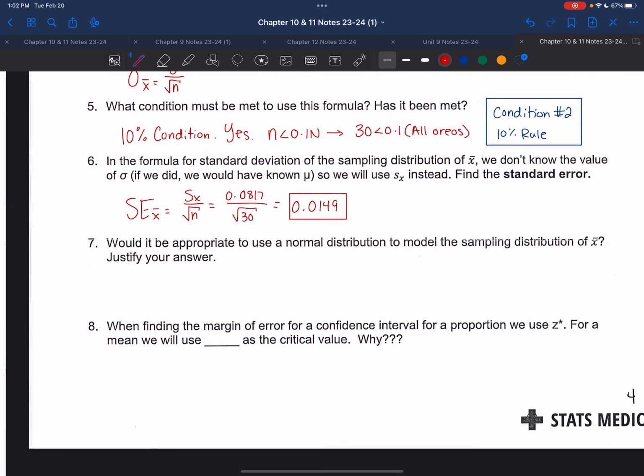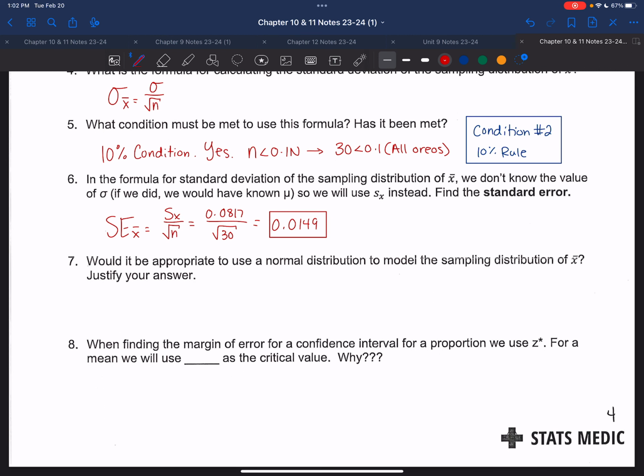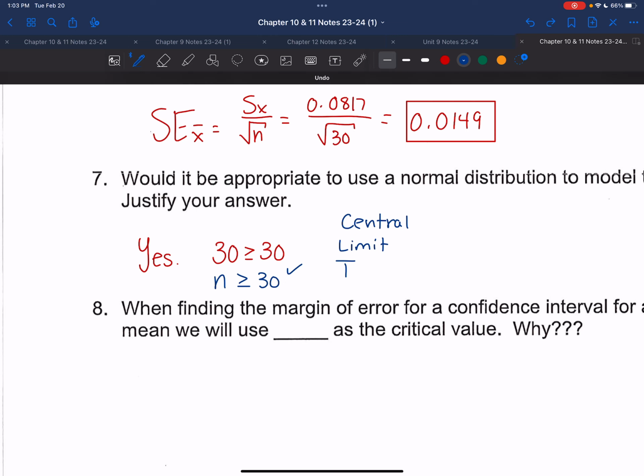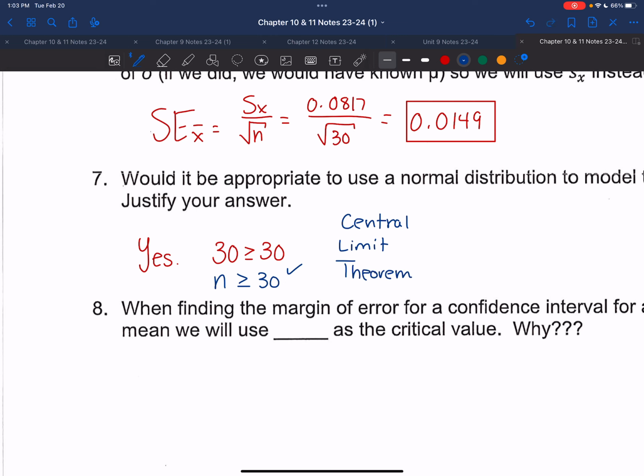Now, would it be appropriate to use a normal distribution to model the sampling distribution of x bar? Justify your answer. All right. So the answer would be yes. If you look, our sample was 30. If you remember, if our sample is greater than or equal to 30, then we're okay. This is known as the central limit theorem, or CLT for short.